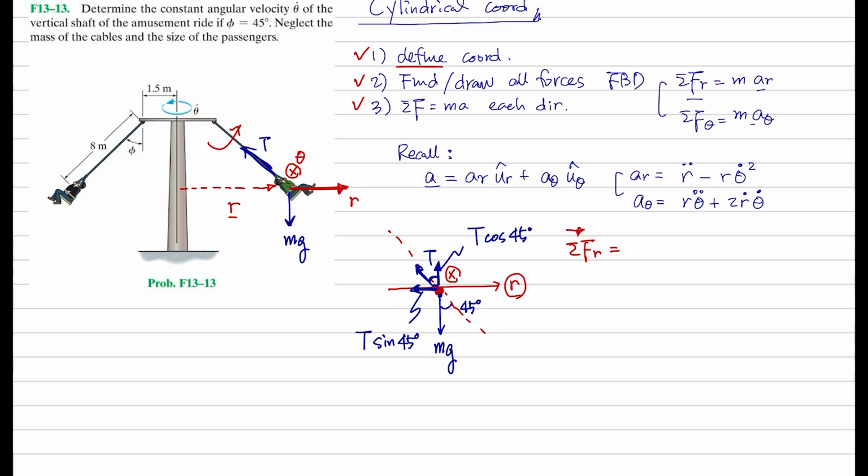Okay, so we have minus T sine 45 degrees, and that's all the forces we have along the horizontal axis or along the r axis, right? So that's going to be m a of r, and along the theta, where going into the page is the positive direction, there's no force, and this is m a of theta like that.